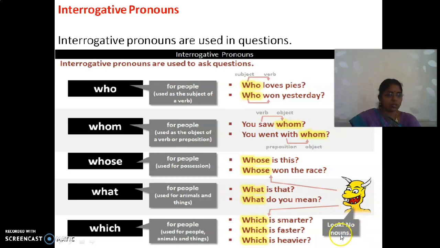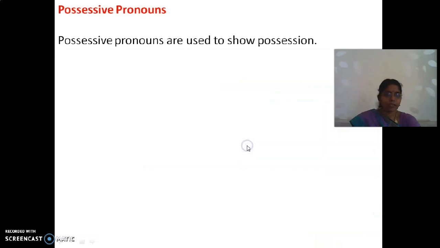Look, no nouns. So, what is meant by that? Whose, which, all these look like nouns are not at all there, but actually what? It replaces a noun, right? So, interrogative pronouns are who, whom, whose, what and which. Is it clear? Right, shall we move to the next slide?